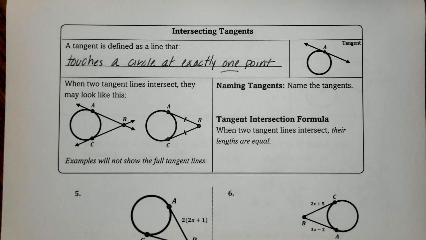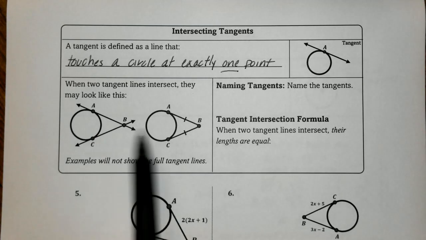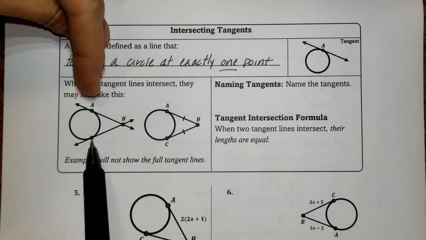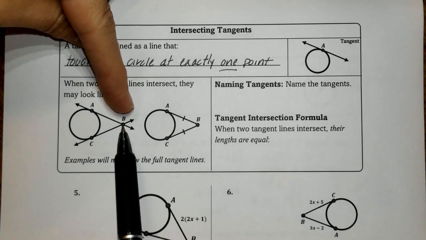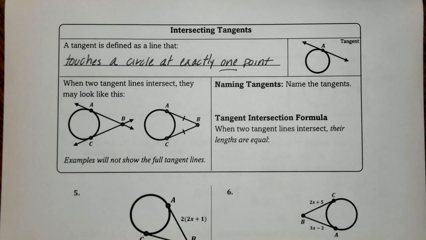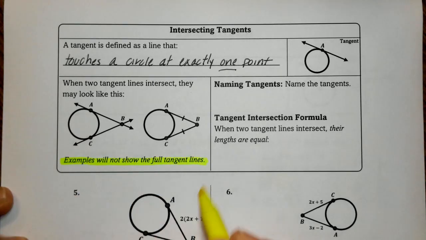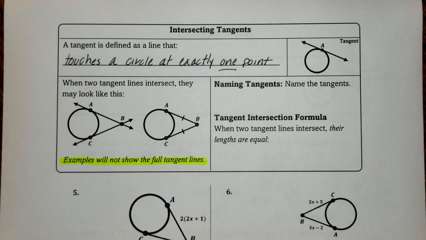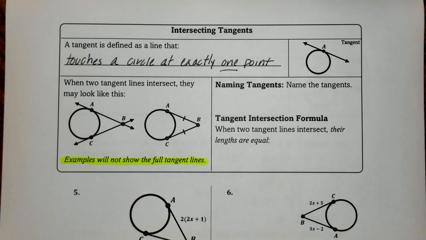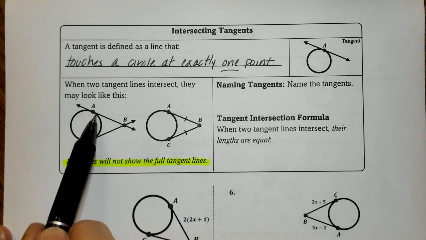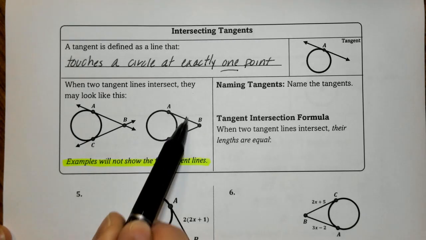We have 2 tangent lines that are going to intersect, and they may look like either one of these, but I want you guys to see we've got these 2 lines that are going to come through that are going to barely touch the circle, and they're going to intersect here at point B. Sometimes these examples, a lot of times, I'm going to say most of the times, it's not going to show the entire tangent line. It's going to cut it off right here and just have it as 2 segments. And what ends up happening is these 2 tangents are going to be congruent. So these 2 tangent sections out here between where it touches the circle and the intersection will be congruent.